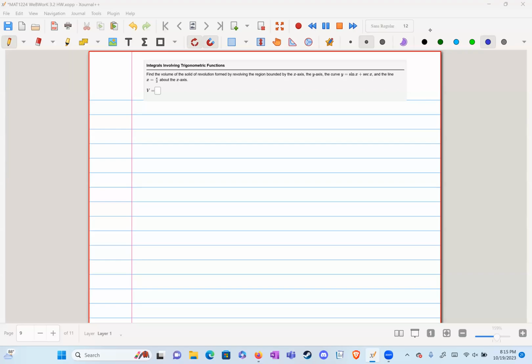All right, this is question 9. We're finding the volume of the solid of revolution formed by rotating the region bounded by the x-axis, y-axis, and the curve y equals sine x plus secant x.